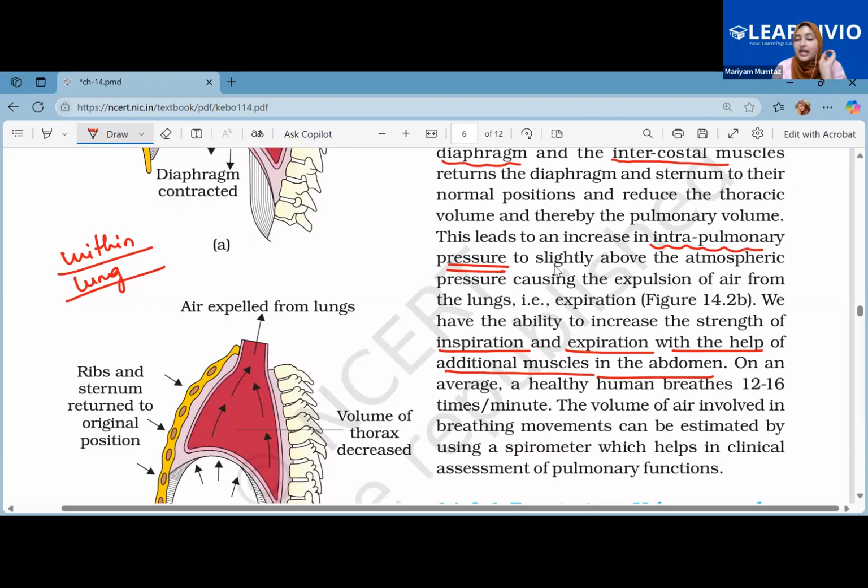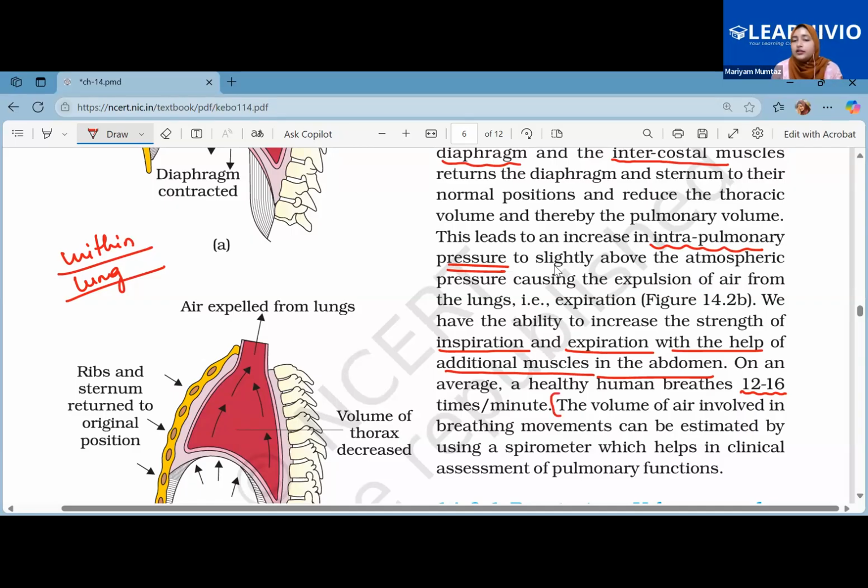Now, on an average, every minute, a healthy human being is going to breathe 12 to 16 times. If the human is not breathing 12 to 16 times and is breathing more, then that means the lung health is not that good. This can be because of various reasons.